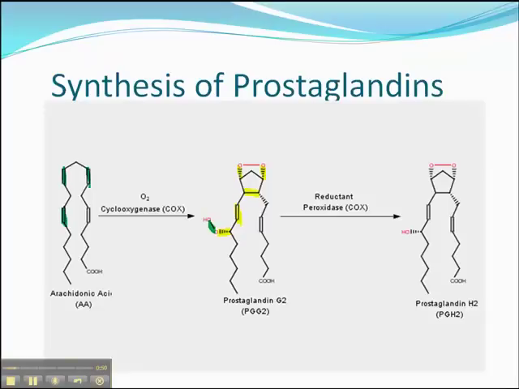Synthesis of prostaglandins. This is a simplified Marvin sketch of the overall prostaglandin synthesis. The bonds highlighted in yellow are the bonds that are formed during the reaction, and the bonds highlighted in green are broken during the reaction. A more detailed explanation will be presented later.